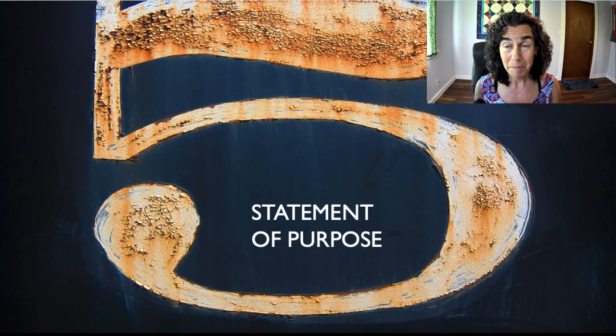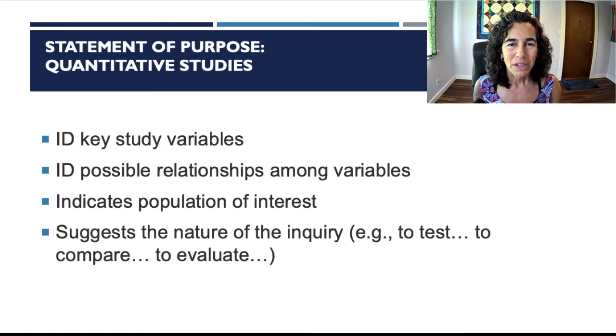All right, statement of purpose, number 5. We're getting into the home stretch here. So a statement of purpose in a quantitative study identifies the study variables, the relationship amongst those variables, the population of interest, like who is it we're studying, and suggests the nature of the inquiry. To test, to compare, to evaluate are some of the verbs that might be used.